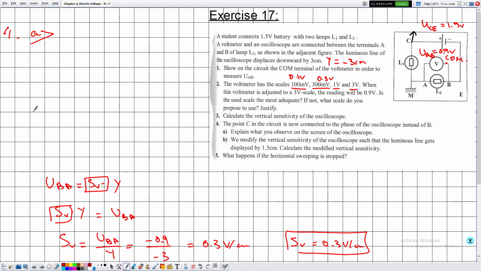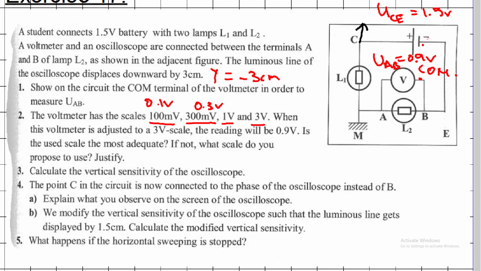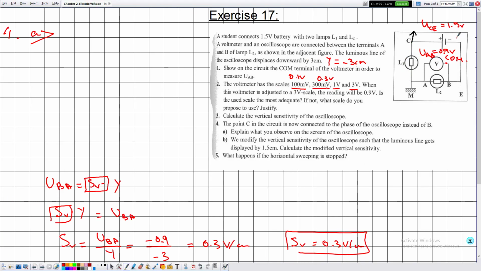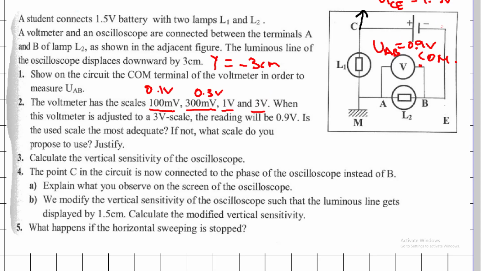So here the sweeping is still turned on. We didn't mention the sweeping till now. And it's turned on because at the beginning we observe a luminous line. Now what we observe, we will either observe luminous lines spaced upward, downward, or at the center. So in this case, the oscilloscope measures UCM, and UCM in this case is positive.